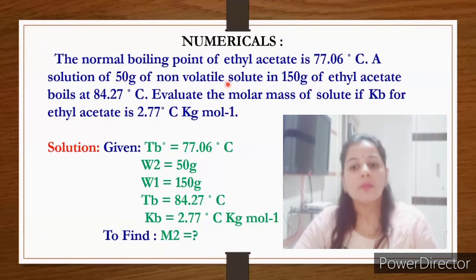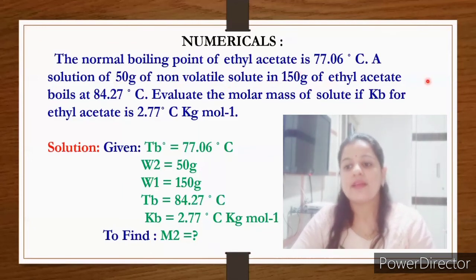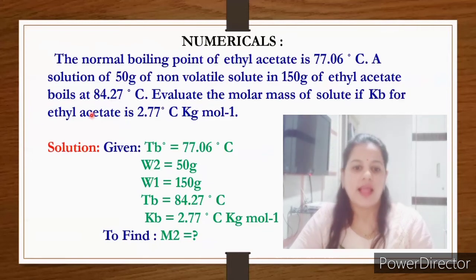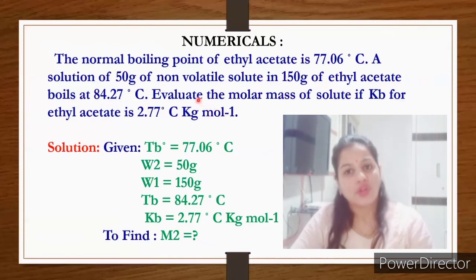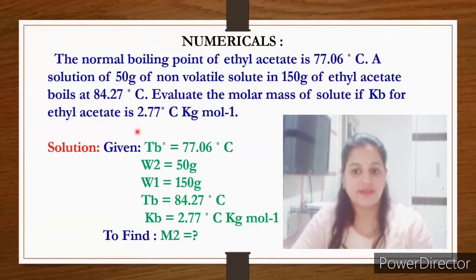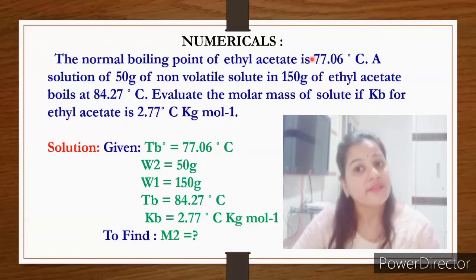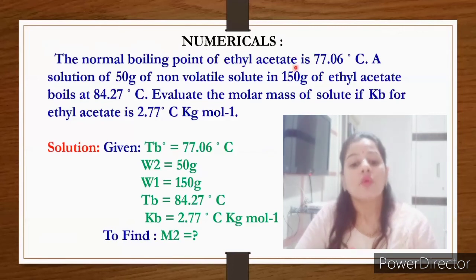The normal boiling point of ethyl acetate is 77.06 degrees Celsius, and a solution of 50 gram of non-volatile solute in 150 gram of ethyl acetate boils at 84.27 degrees Celsius. Evaluate the molar mass of solute if Kb for ethyl acetate is 2.77 degrees Celsius kg per mole. The numerical is very simple. All the things are directly given. So let us write down what is given to us.